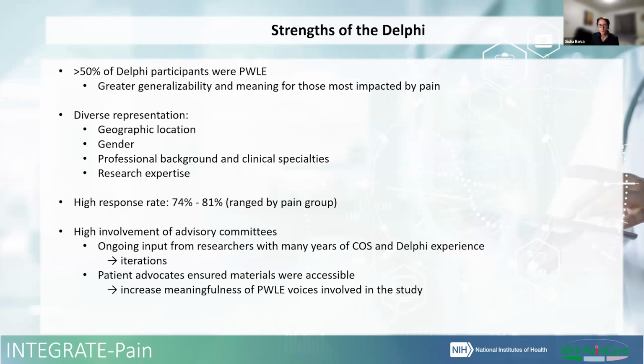We had 2 advisory committees. One was made up of researchers with experience in outcome development and Delphi studies from OMERACT and COMET. And then we had an advisory committee that was just patient advocates that we consulted a lot with, just to make sure all of our materials for the study were accessible and understandable to someone who may not have otherwise participated in a study like this before.